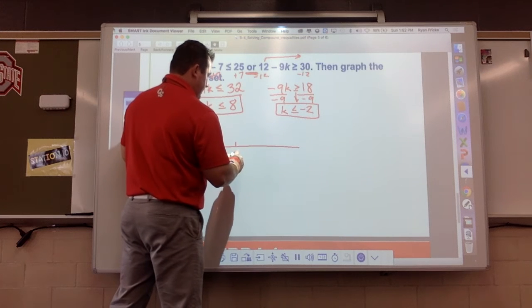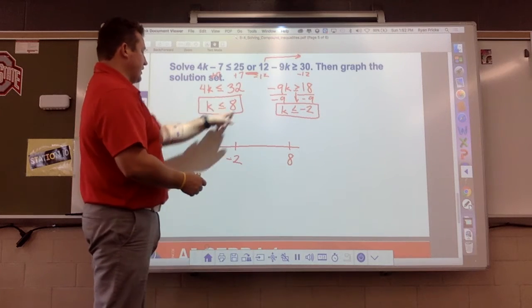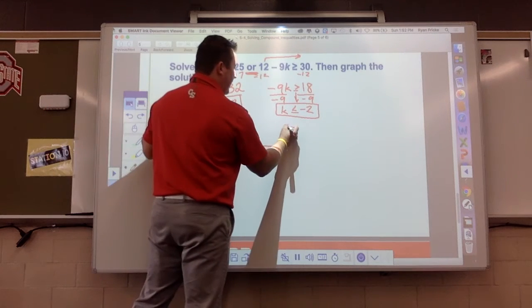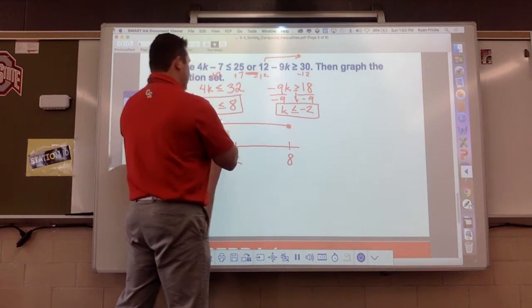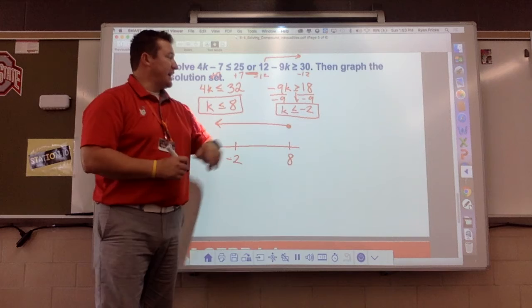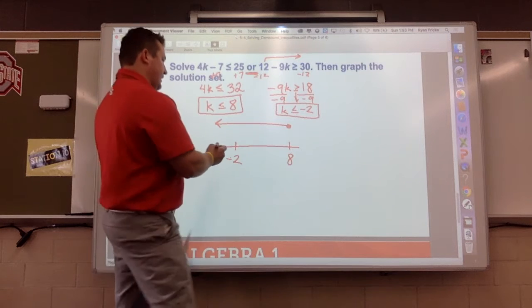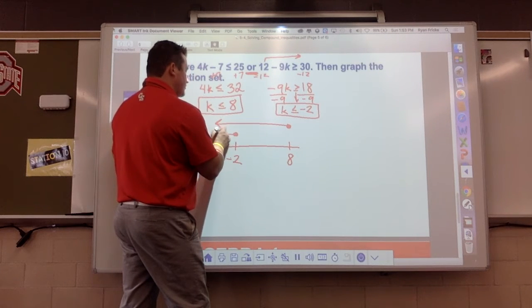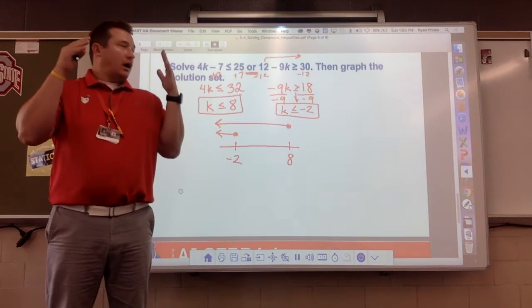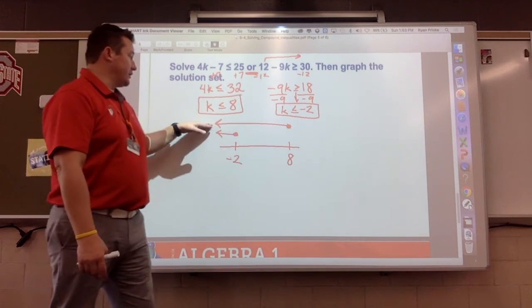Okay, so here's -2. Here is 8. All right. Let's grab this one first. All the values of k that are less than or equal to 8. So that would be a filled in dot going that way. Okay? This one says k values less than or equal to -2. That's interesting. So numbers less than or equal to -2. Cool. This one's also going this way. Okay? Now remember, we're just showing both answer sets, if you will. Here's the first one. Here's the second.